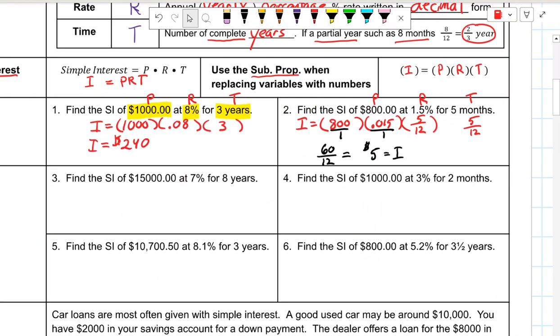So there you have your 2 examples. And now you're going to pause the video and work through numbers 3, 4, 5, and 6. Now, if you're having struggles with it, you can come back and see how to do it, but I prefer you to try them on your own to see if you get the right answers. Pause the video now.